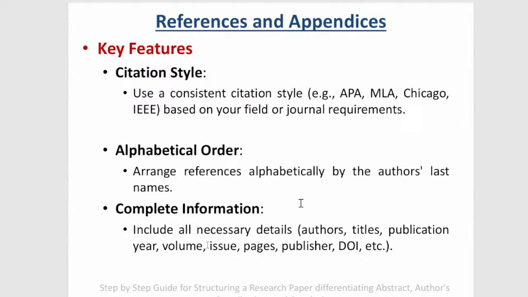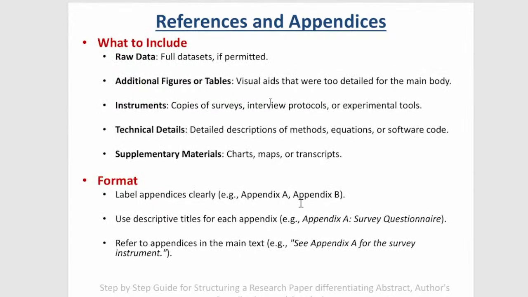There can be alphabetical order. We can arrange references alphabetically by the author's last name. We can complete the information by including all necessary details, that is author, title, publication year, volume, issue, pages, publisher, DOI, etc. So all the information must be included in the citation part.